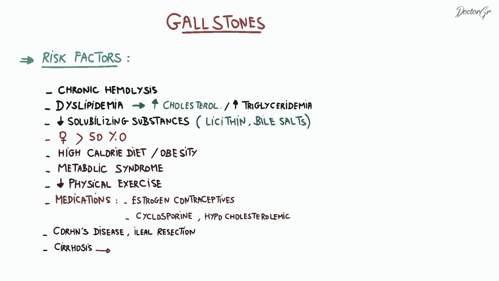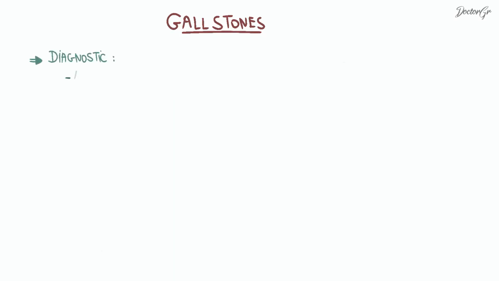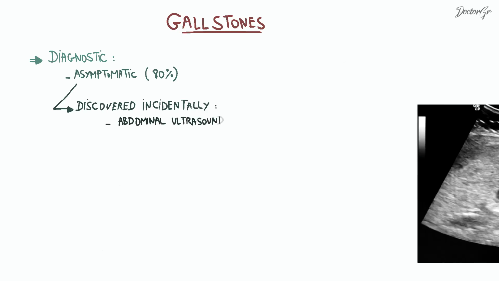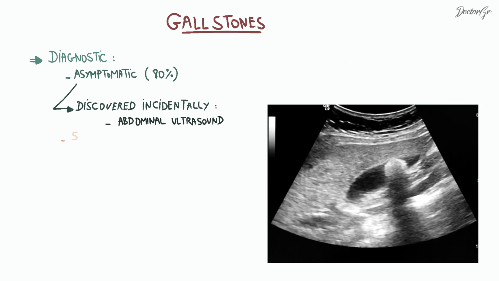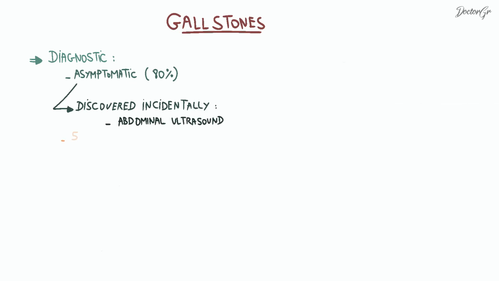Finally, cirrhosis can also contribute to lipid metabolism dysfunction in the liver, leading to an increased risk of biliary stasis complications. Diagnosing gallstones is often challenging, as they are asymptomatic in approximately 80% of cases. Consequently, they are frequently discovered by chance during abdominal ultrasound examinations performed for other reasons. However, about 5% of cases may present with complications.